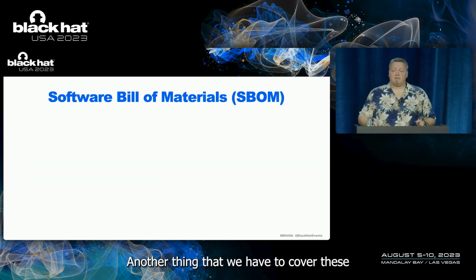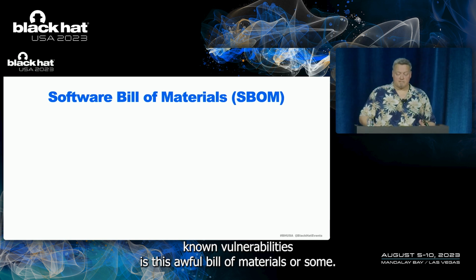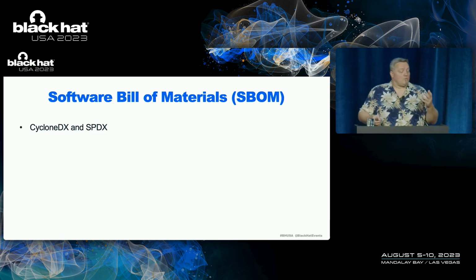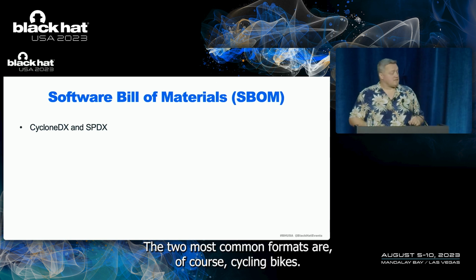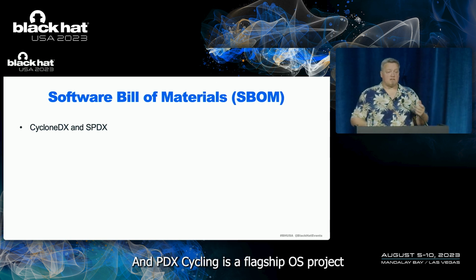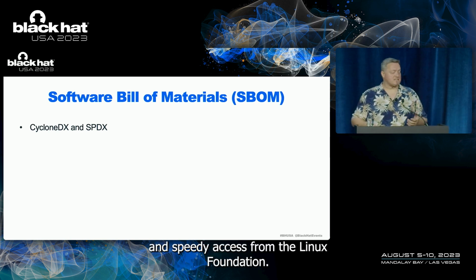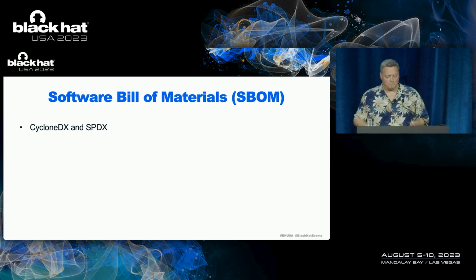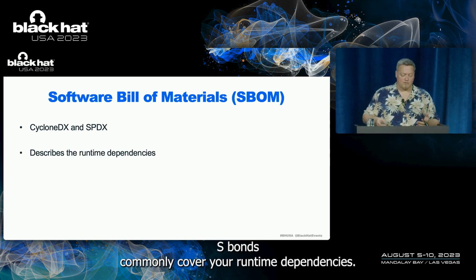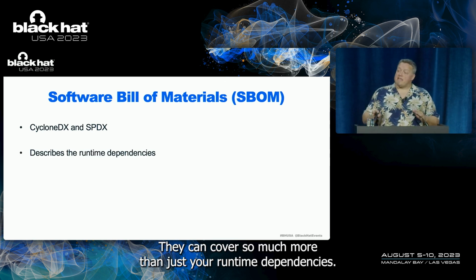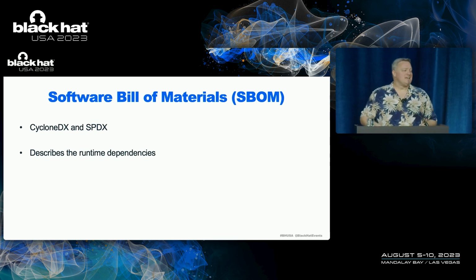Another thing that we have to cover these known vulnerabilities is the software bill of materials, or SBOM. The two most common formats are, of course, CycloneDX and SPDX. CycloneDX is a flagship OWASP project, and SPDX is from the Linux Foundation. SBOMs commonly cover your runtime dependencies. They can cover so much more than just your runtime dependencies.